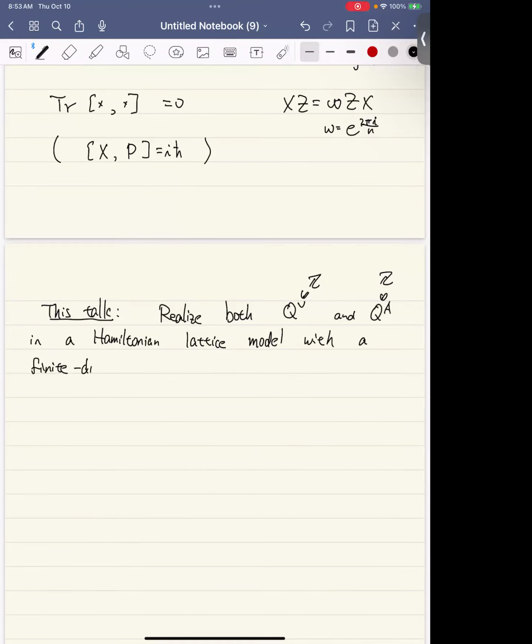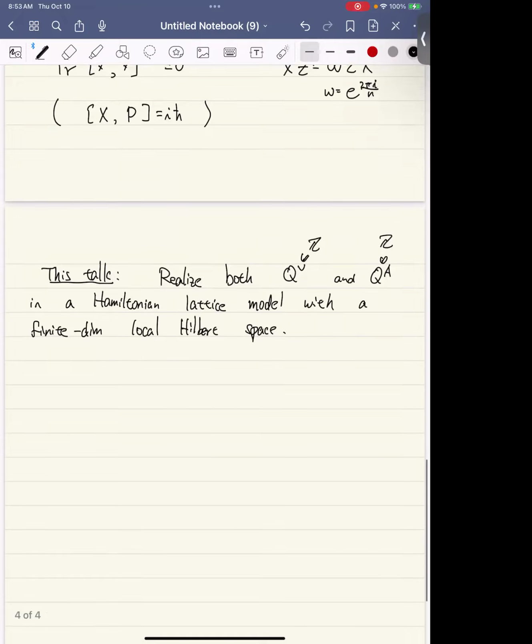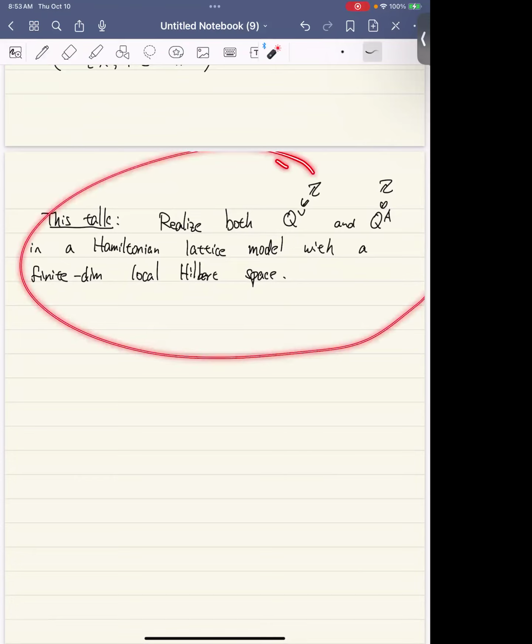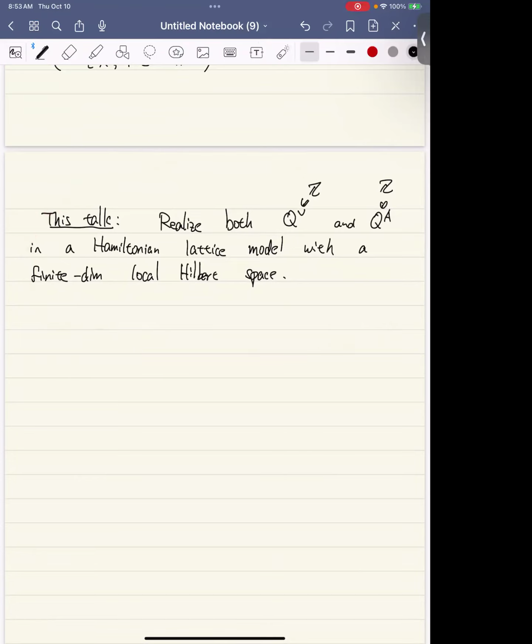Finite dimensional local Hilbert space. Before I go into the detail, let me just give you the punchline. The punchline is that this sounds too good to be true. In fact, this is almost a contradiction of the famous Nielsen-Ninomiya theorem. So we have to give up on something.